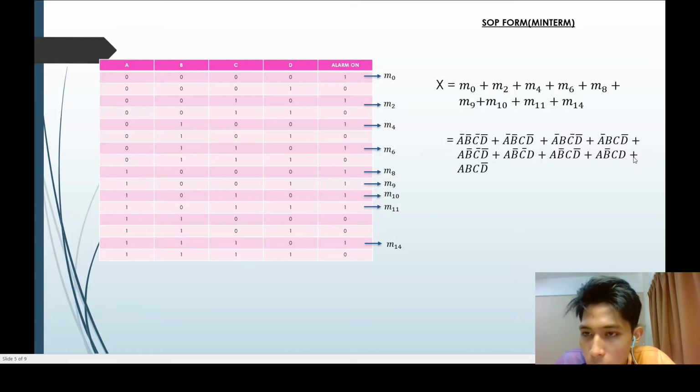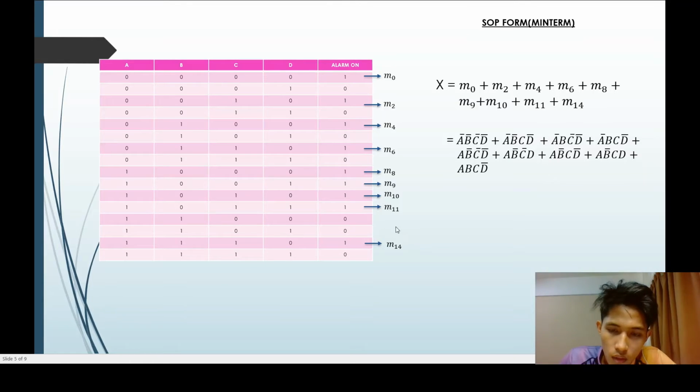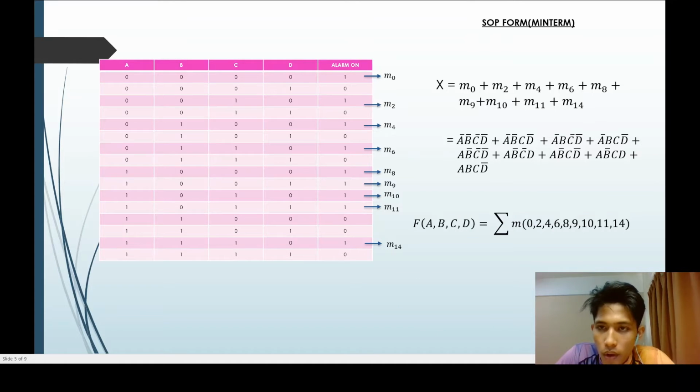And lastly, plus M14. So you can see this M14. For M14, only D is 0, so here only D will be barred. So for our SOP form, you can see that this is the equation for the SOP form.